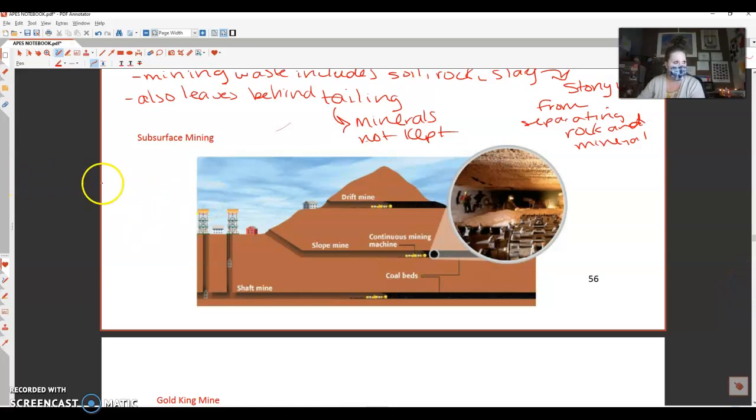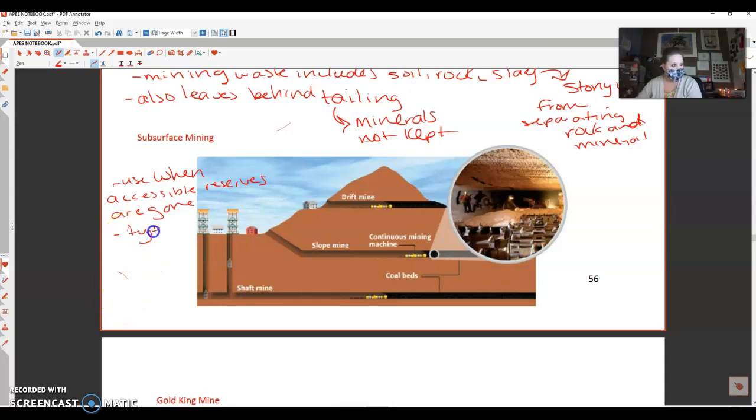So this is what we use when accessible reserves are gone. So if we can't get to coal or gold very easily through surface mining, we have to dig deeper, and that's when subsurface mining comes into play. And typically, when we're recovering stuff from subsurface mining, it's going to be lower grade material, meaning it's going to be lower quality, it's going to have more impurities in it.